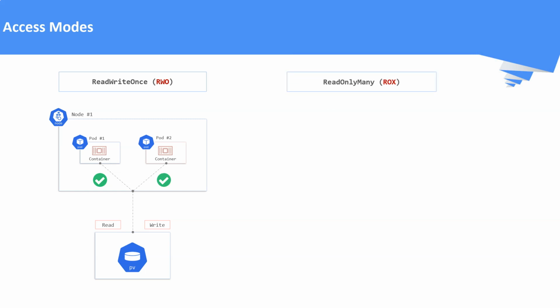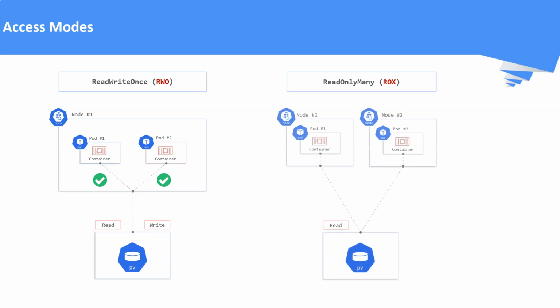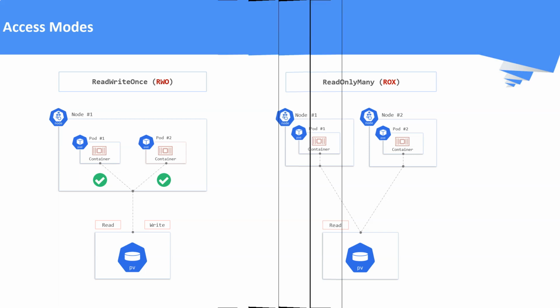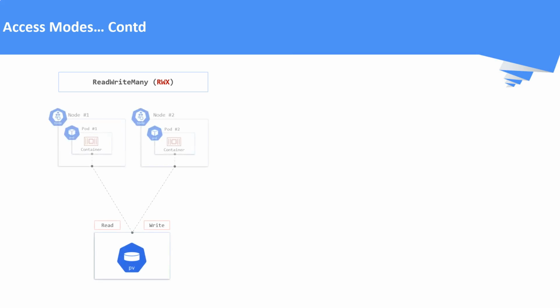Second is ReadOnlyMany. In this access mode, the volume can be concurrently mounted to multiple nodes with read only access to the pods. Third mode is ReadWriteMany. In this access mode, the volume can be concurrently mounted to multiple nodes with read and write access to the pods.